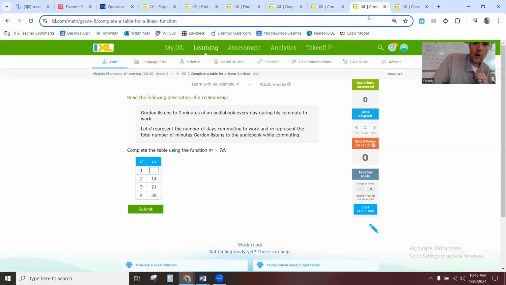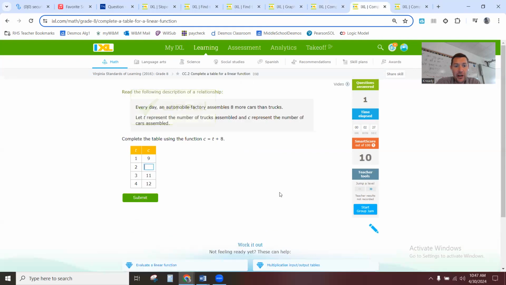Couple more. Using the formula. My D is 1. Now I plug that in. So 1 times 7 is 7. 2 times 7 is 14. So we have to be able to put things in. You could use your calculator.